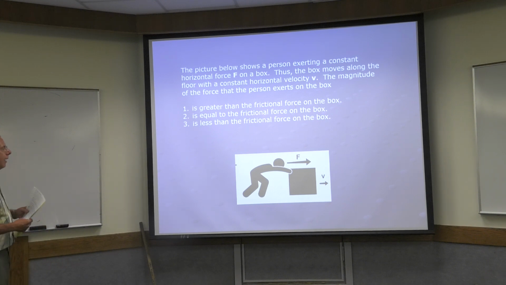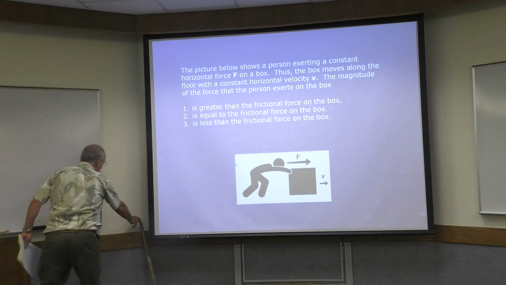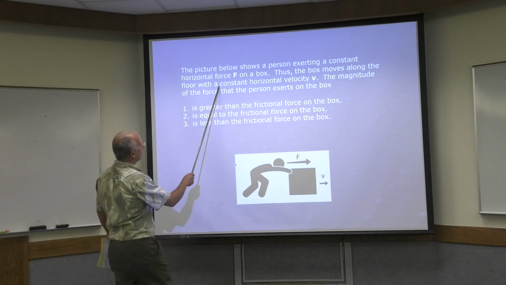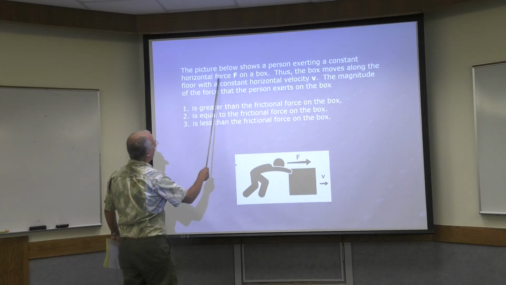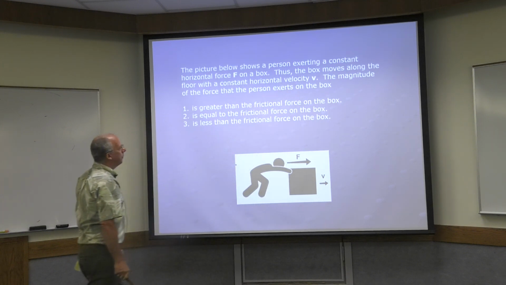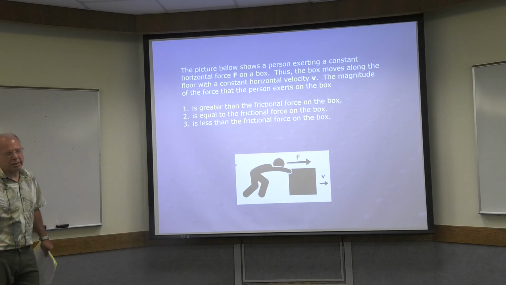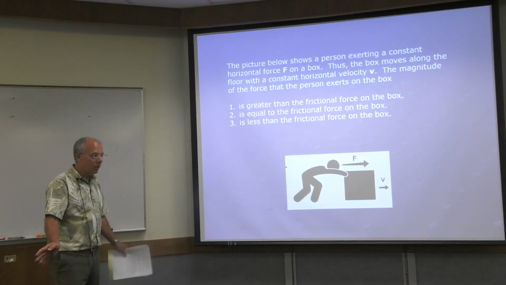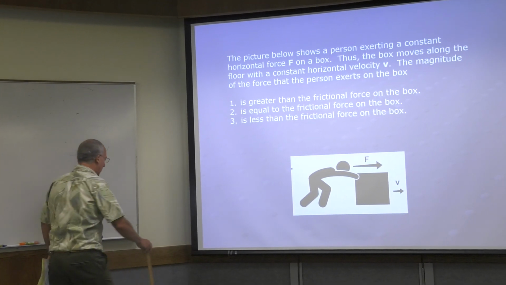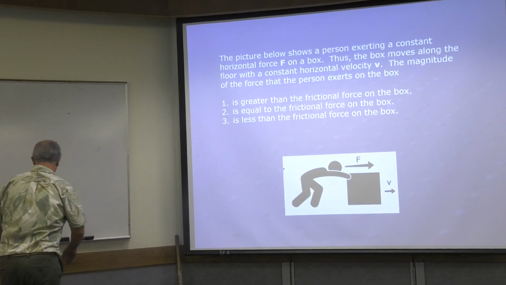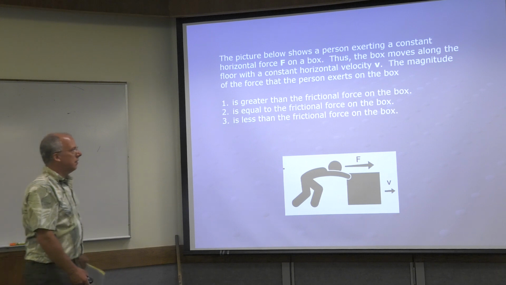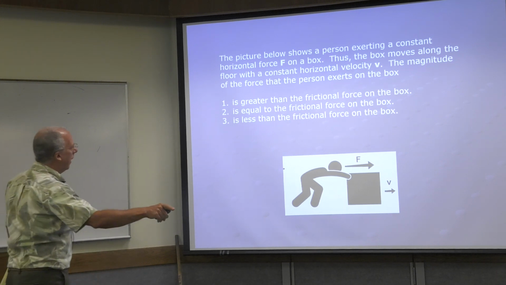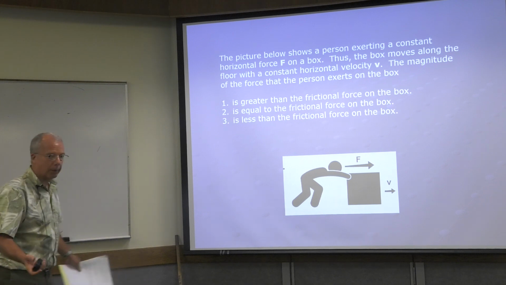Okay, we're back. Again, if it were me, when I'm reading this problem, as soon as I see the words constant velocity, I circle it or underline it or something like that. Because if the velocity is constant, it means the acceleration is 0. It means that the sum of the forces is 0. Right? So it's an equilibrium problem. So what does that mean? The magnitude of the force that the person exerts on the box has to be equal to the frictional force, right?